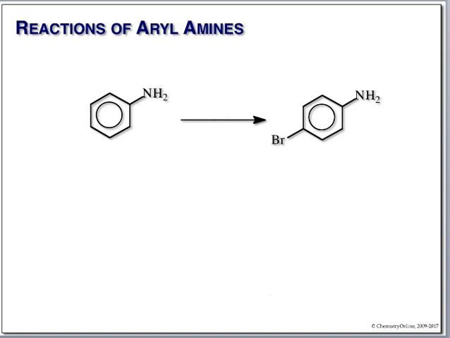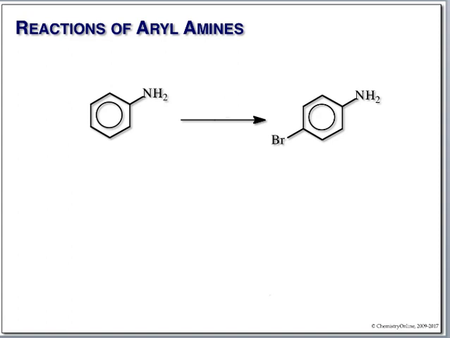Why don't you quickly give me a synthesis of 4-bromoaniline, starting with aniline. Now, hopefully what's going through your mind is the amino group really activates the ring, doesn't it? Electrons are going to be pushed ortho and para. So we're going to do ortho-para substitution.